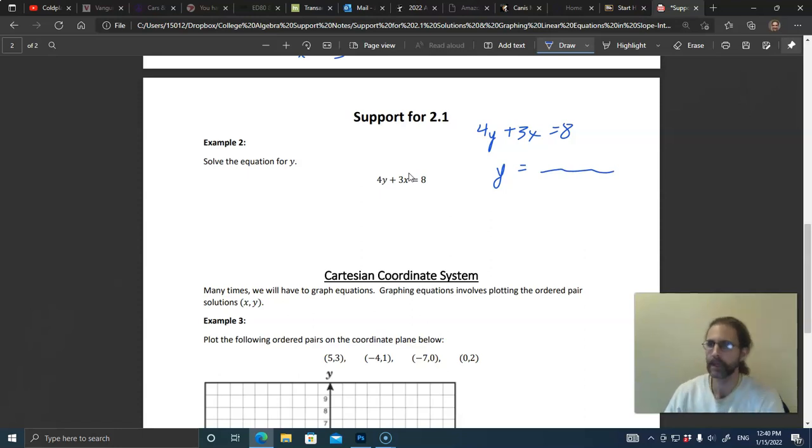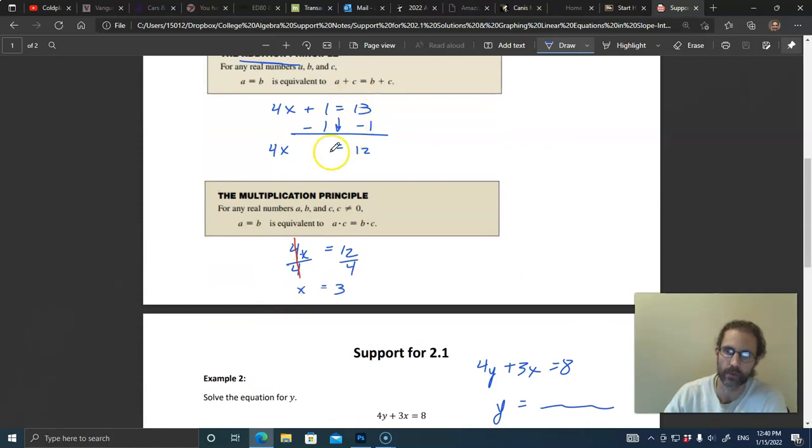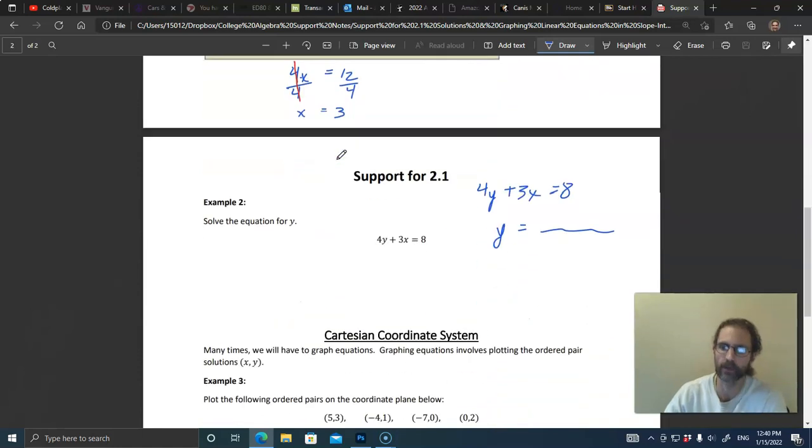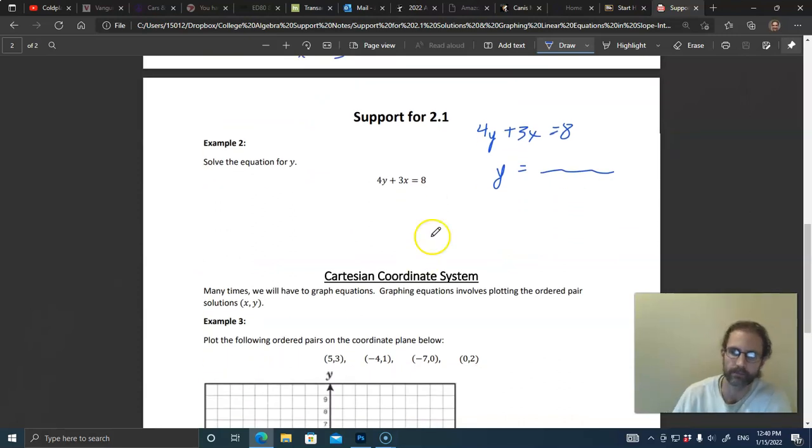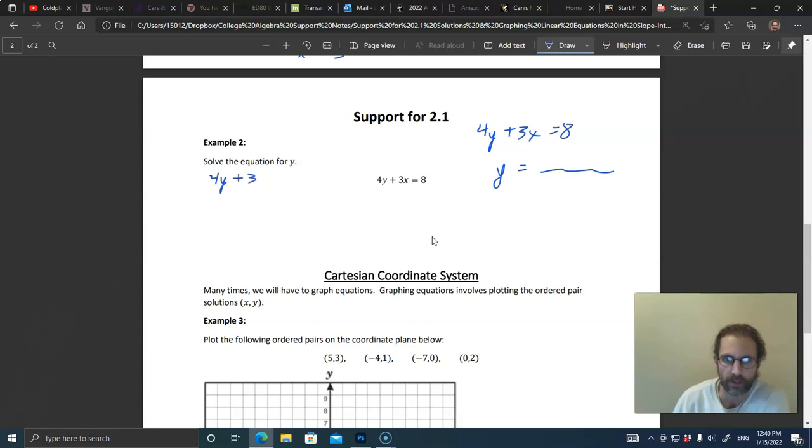Okay. And so to do this, we've got to use these two principles that we talked about. In other words, instead of solving this one for x like we did above, we're trying to solve it for y. Okay. So this is how it's going to go. I'll recopy the equation. 4y plus 3x is equal to 8.